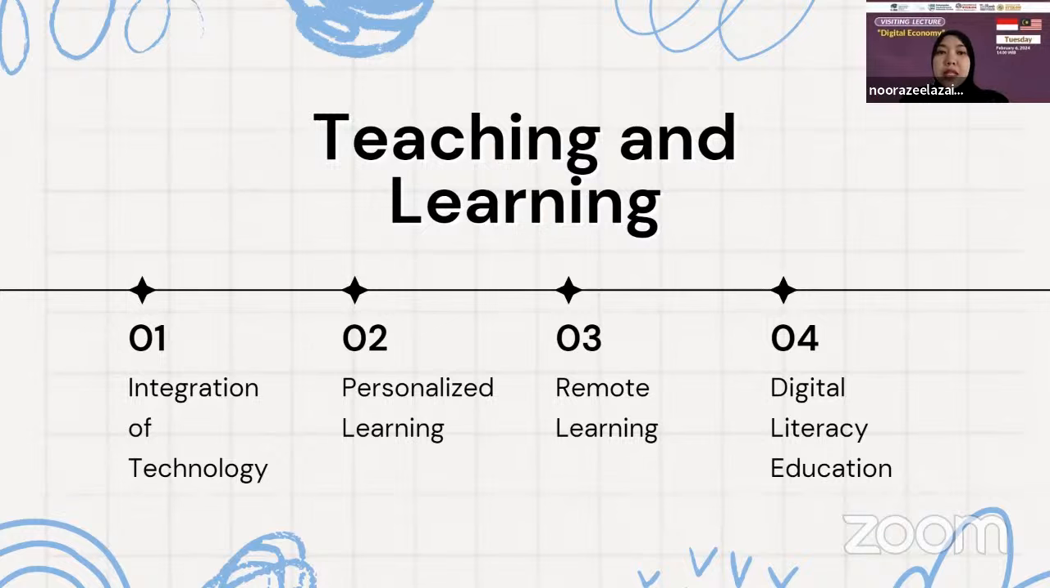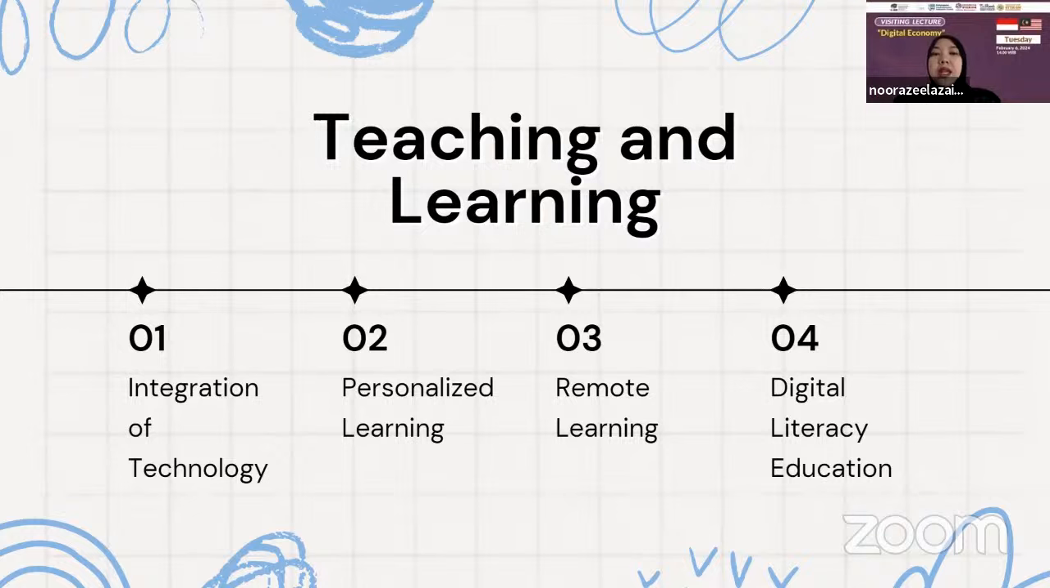Okay. And then the third one is remote learning. During the COVID-19 pandemic, the adoption of digital tools for remote learning accelerated. So educators with strong digital skills were better equipped to transition to online teaching, utilizing video conferencing, learning management systems, and collaboration tools to facilitate the virtual classroom.